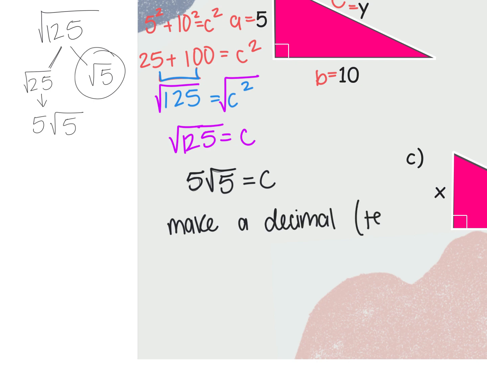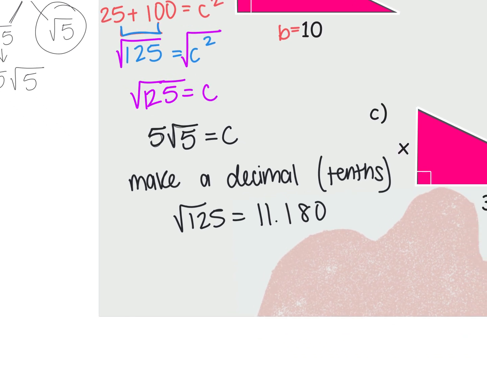Normally we're rounding to the tenths. And that's going to give you the square root of 125. It's like 11.180 something, something, something. Rounding to the nearest tenth.